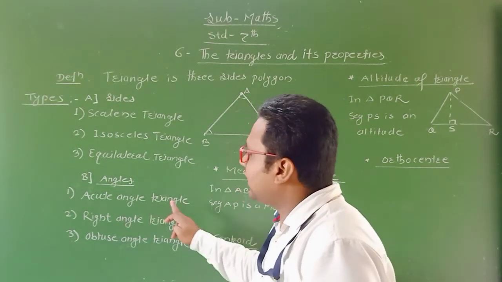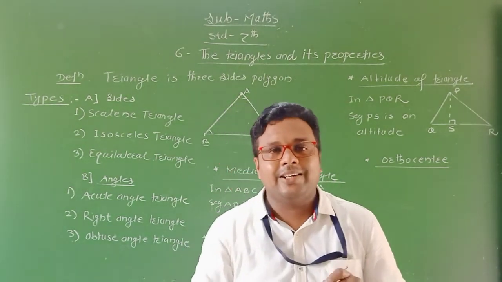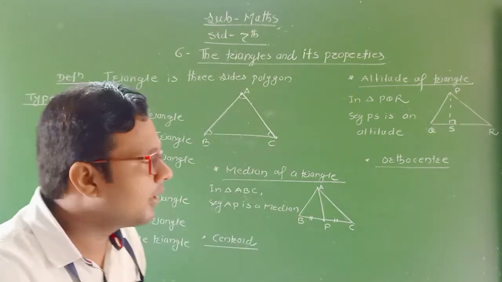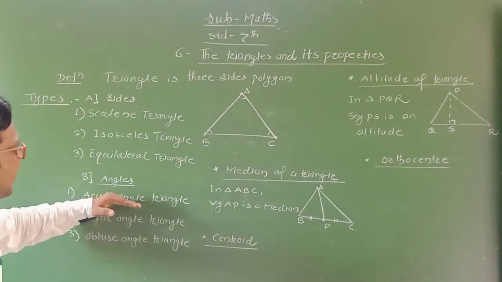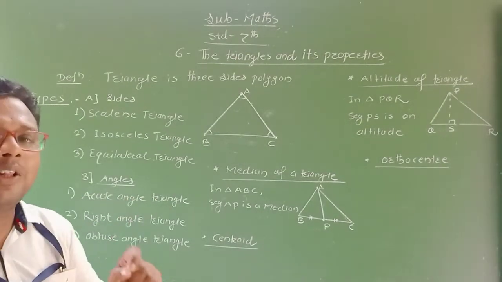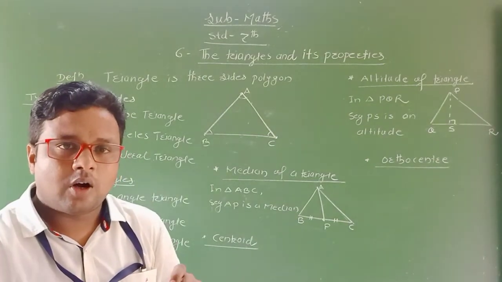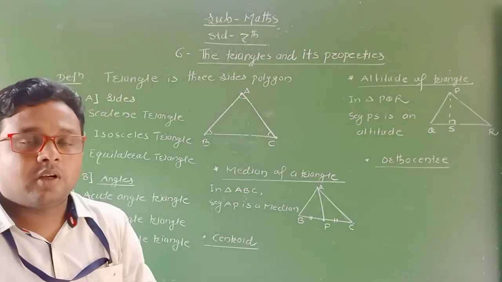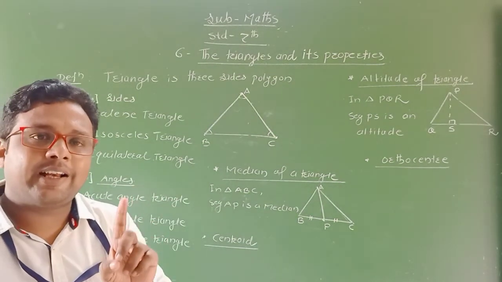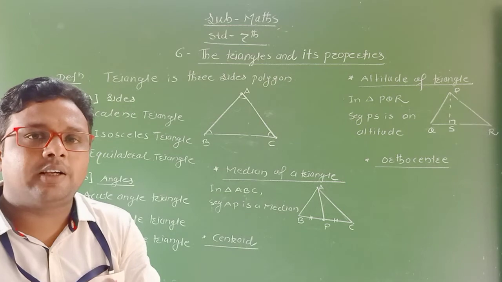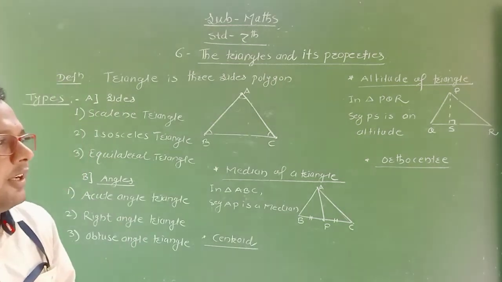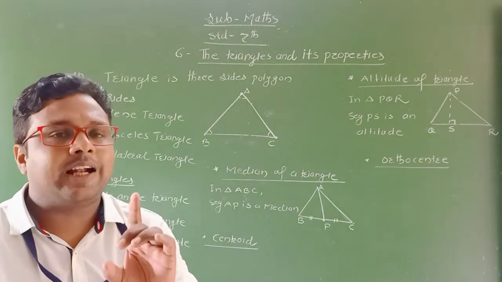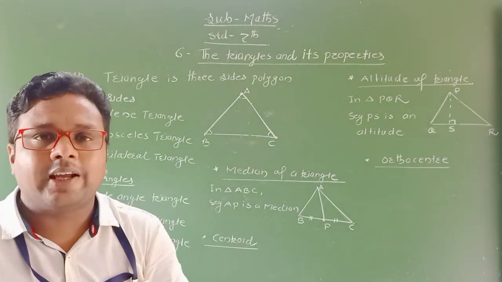what? Acute angle triangle. We know that in a triangle the sum of all the angles is equal to what? 180 degrees. Now what is an acute angle triangle? If all the angles of the triangle are less than 90 degrees, then that triangle is called an acute angle triangle. Or in short we can say, if the angles of the triangle are acute angles, then that triangle is called an acute angle triangle.